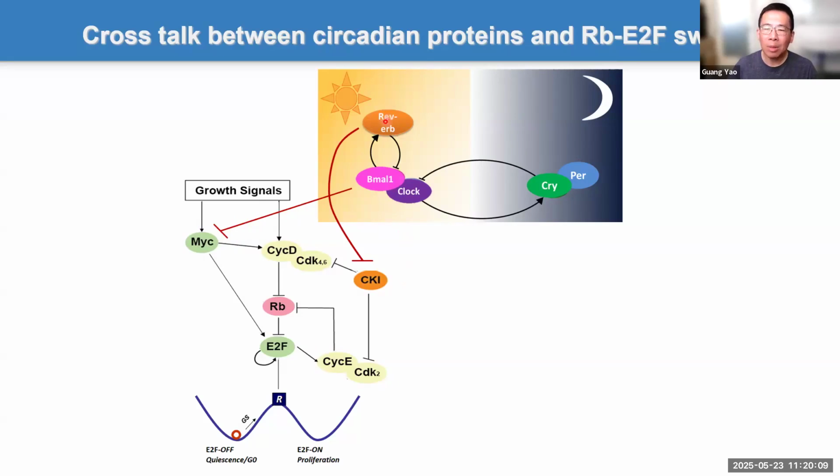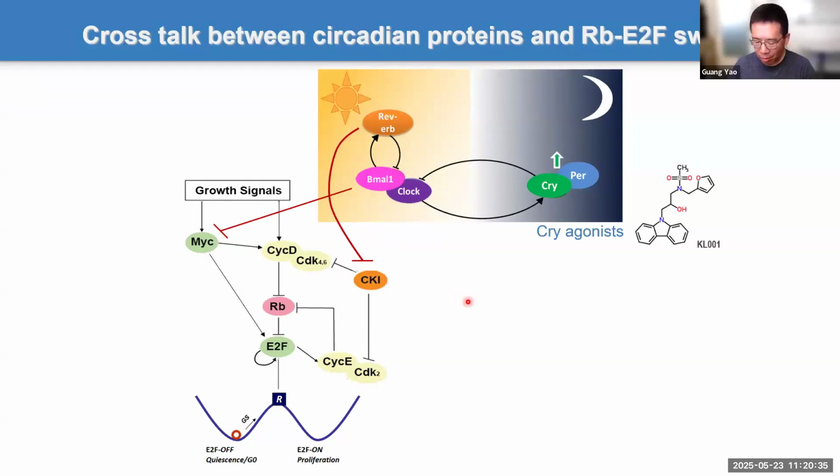And then REV-ERB can repress CKIs, for example, p21. p21 is a very strong repressor of cyclin-CDK: early G1 cyclin D-CDK4/6, or G1/S and S-phase cyclin-CDK, which is cyclin E and CDK2. So p21 can be repressed by REV-ERB.